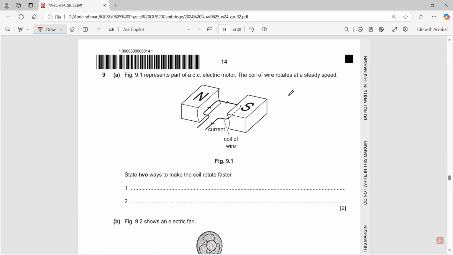State 2 ways of making the coil rotate faster. How can I spin the coil faster? You have 3 ways actually. Increase the current, increase the strength of the magnetic field, or increase the number of turns.